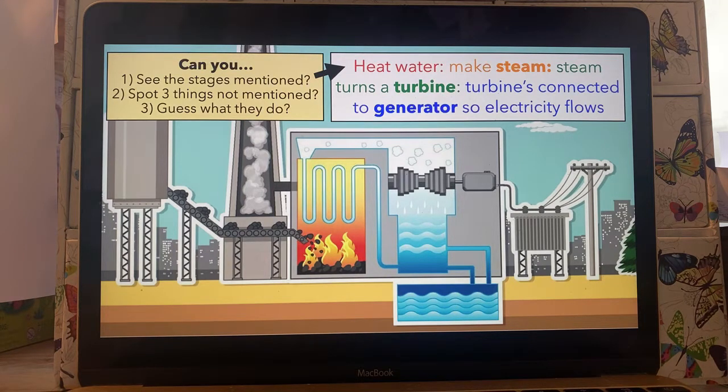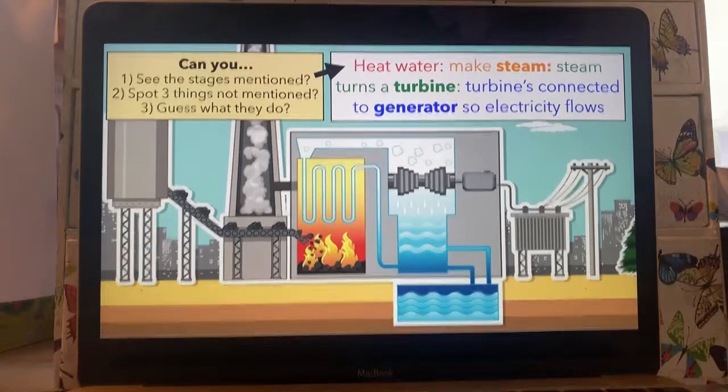Have you done it? Have you mentioned 3 things? Come on, push yourself. I know we didn't mention coal. You could just say coal, but, you know, you could also challenge yourself.